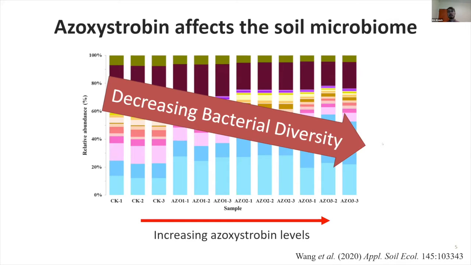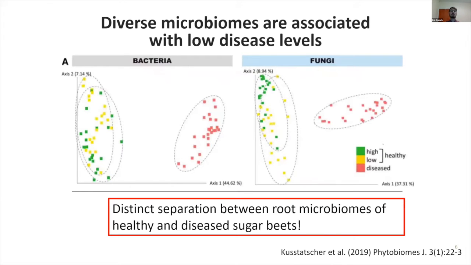This decreasing bacterial diversity, the microbiome diversity in general, is important because it's a well-known fact that diverse microbiomes are associated with low disease levels. In order to manage disease, perhaps we can support microbiome health and minimize other inputs we need to make.